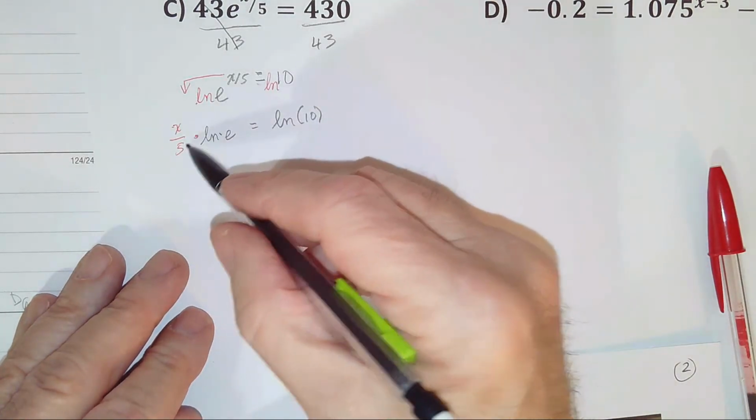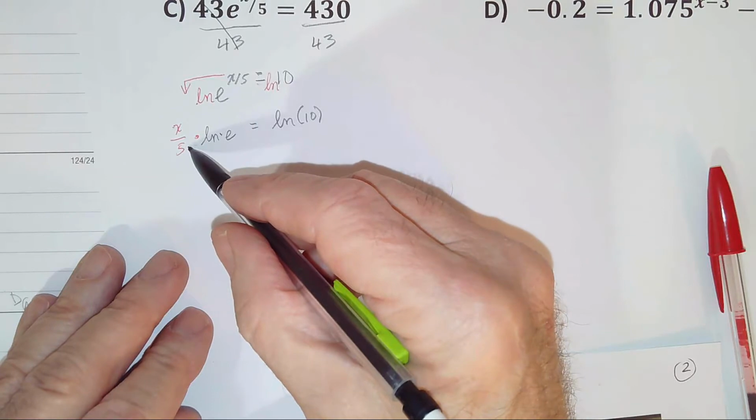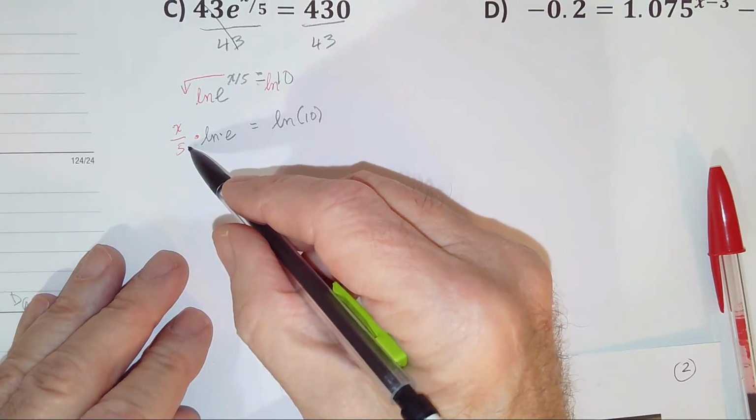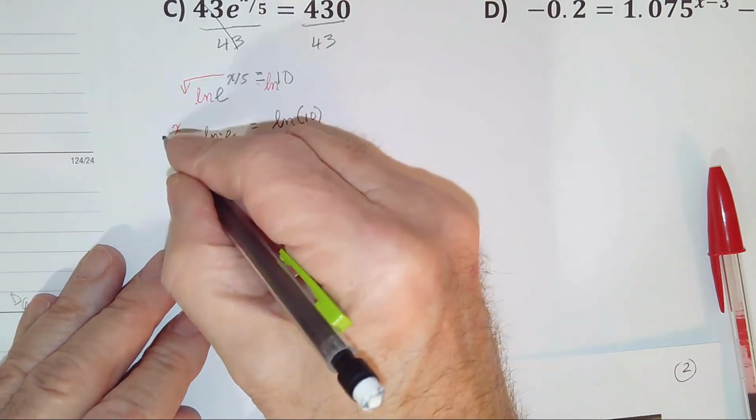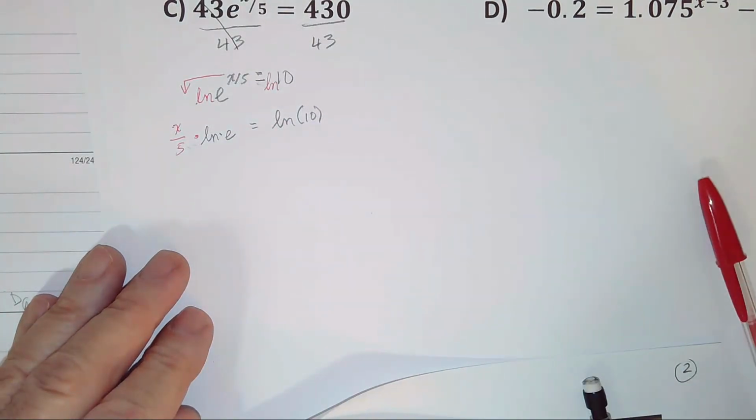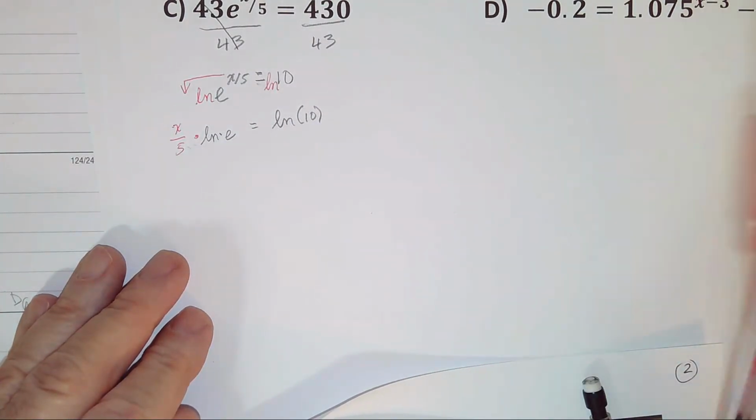Okay. So now that I've done that, I want to get the x by itself. The first thing I got to do is get rid of the 5 in the denominator here. And the way you do that is multiply times 5 over 1. So multiply both sides times 5 over 1.